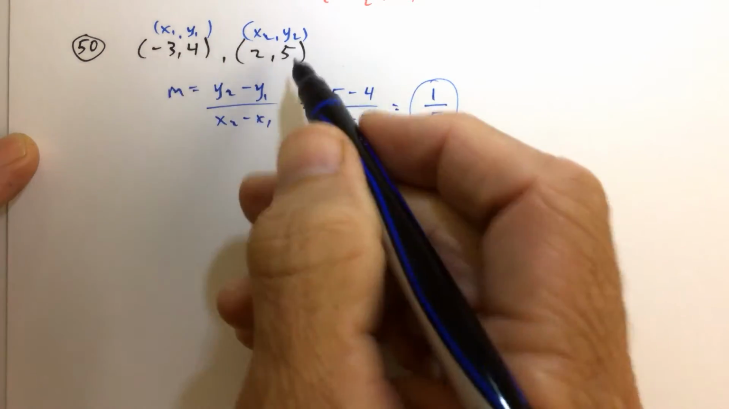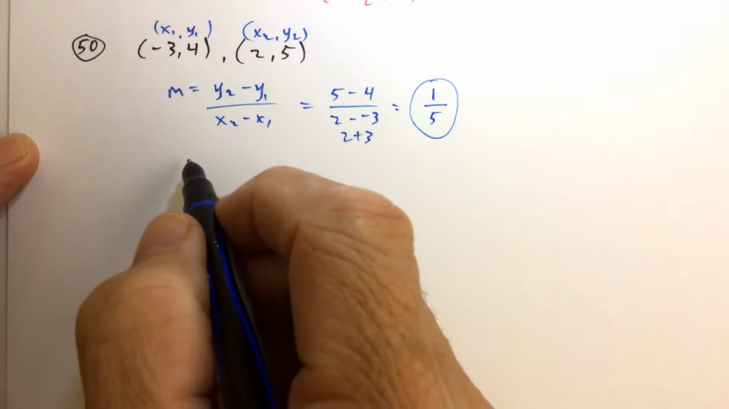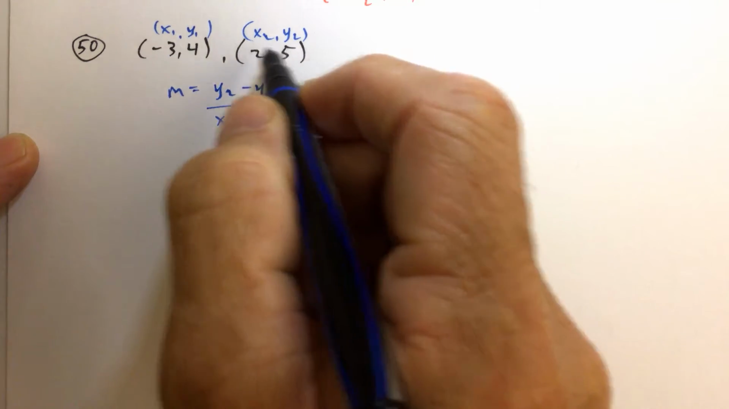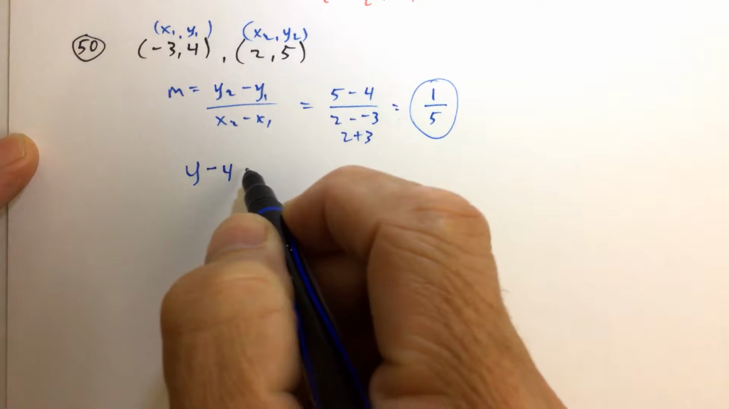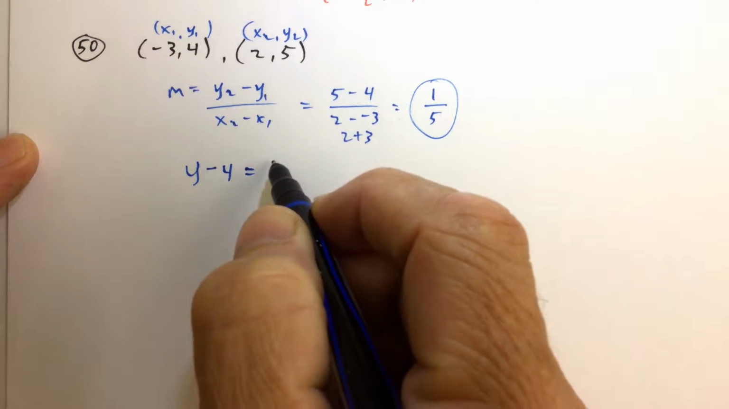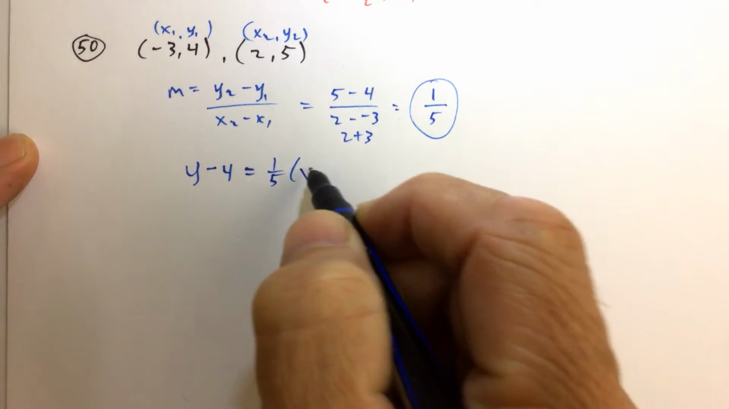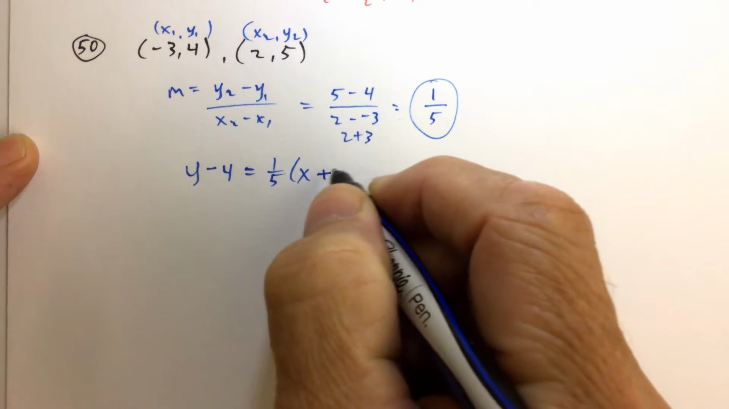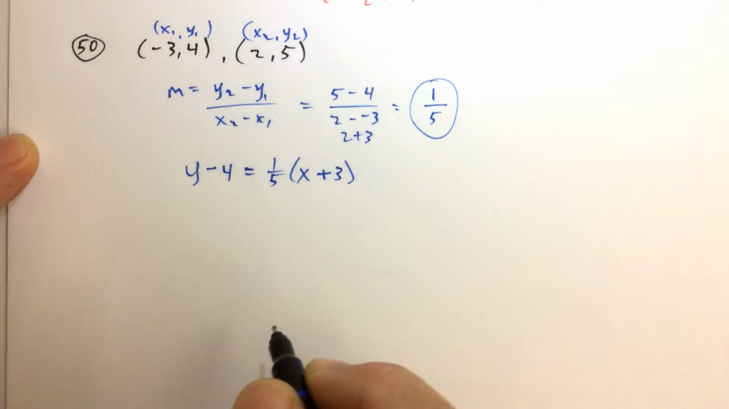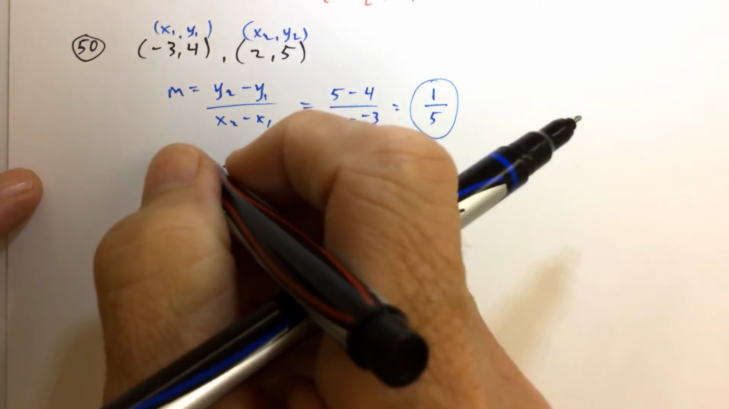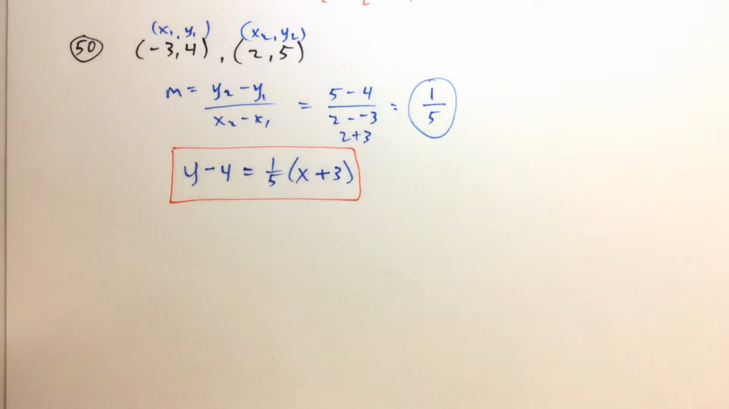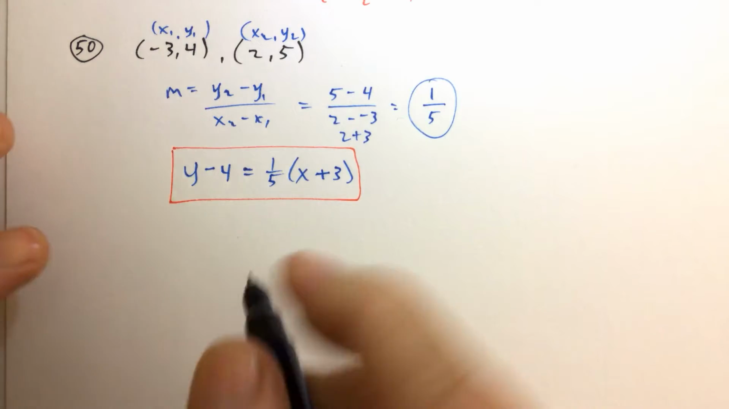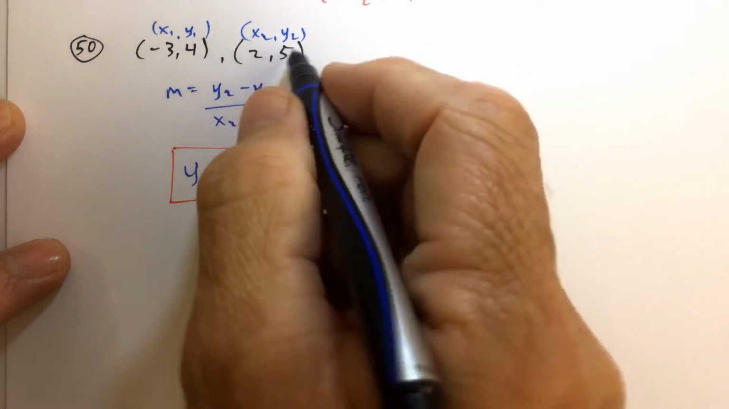We can use either one of these points. In fact, let's go ahead and do that. y minus y1, we'll use that, equals the slope times x minus x1. x1 is negative 3, so x minus negative 3 is x plus 3. So there's the equation of the line. And if you're thinking, well, what if we use the other one? What if we use the other point?